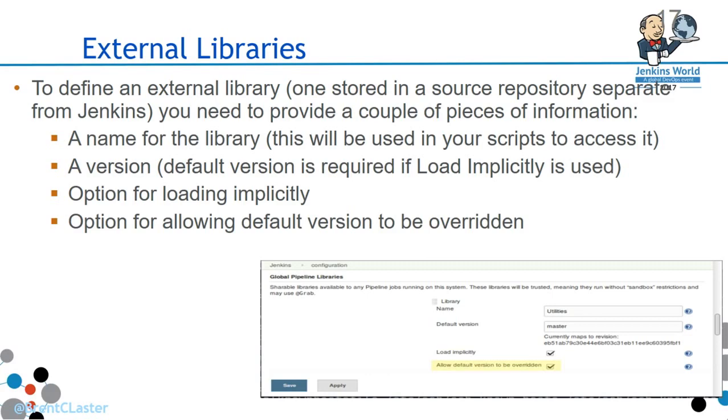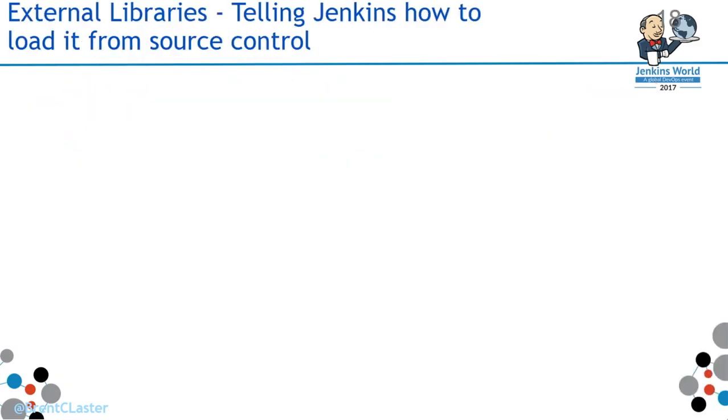So even though you tell it, hey, I want you to always bring in the version at master, if this flag is checked, it lets you override that to say, get version 1.2, 1.3, whatever the case may be. And then the final piece of information is a way to find or retrieve it in source control. So what you're doing is setting up a mapping of a name in Jenkins to the actual source code repository that has your shared library code.